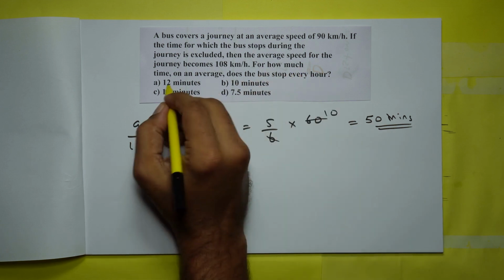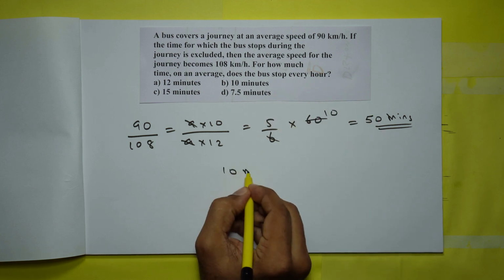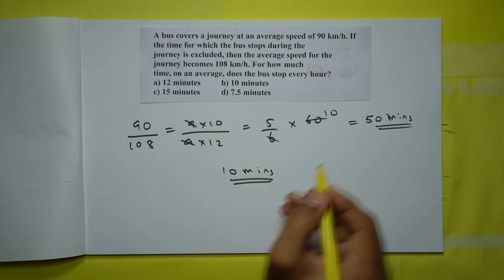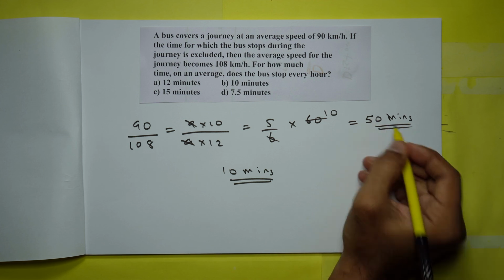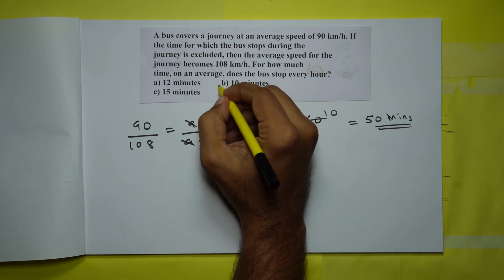So for how much time on an average does the bus stop every hour? It stops for 10 minutes because it actually has to travel only 50 minutes. So remaining 10 minutes is stoppage time. Hence option B, 10 minutes.